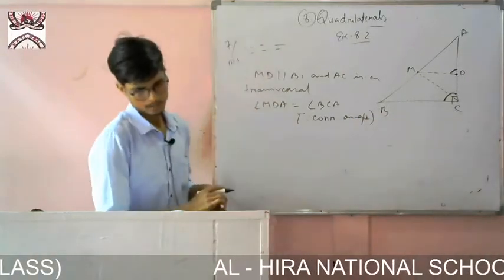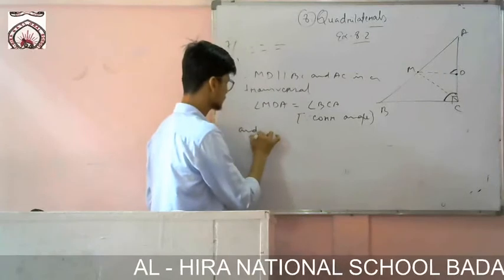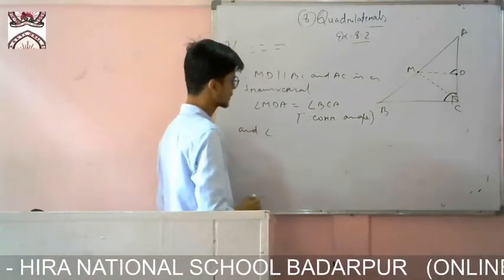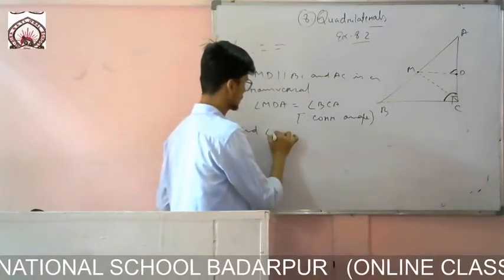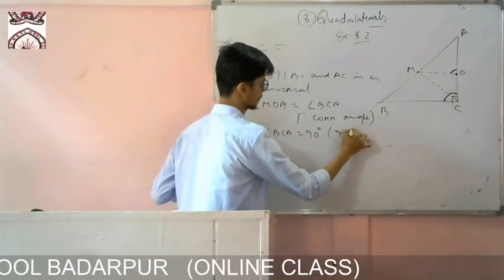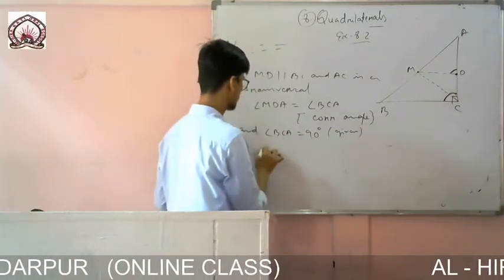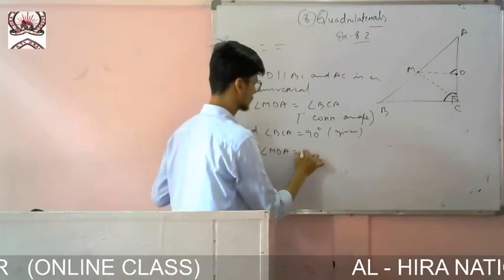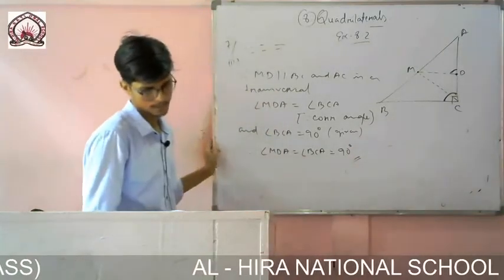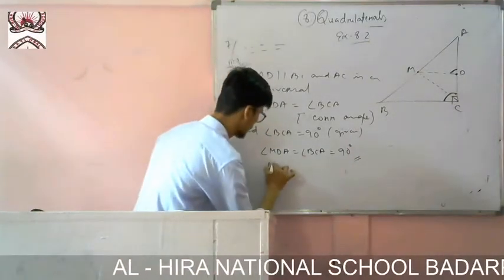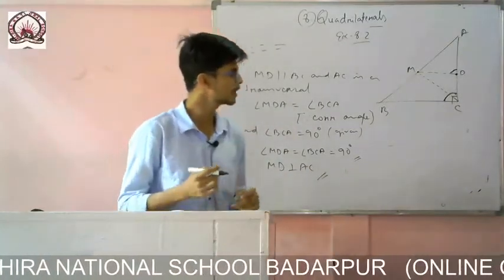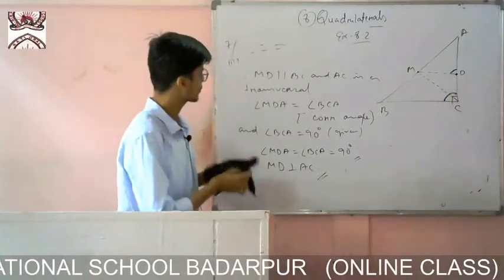Then angle BCA equals 90 degrees, given. So angle MDA equals angle BCA equals 90 degrees. Both of them are 90 degrees. So if MDA is 90 degrees, that means MD is perpendicular to AC. Okay, so last one, Roman number 3.